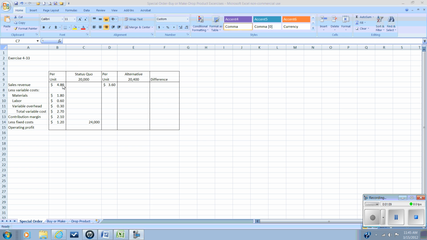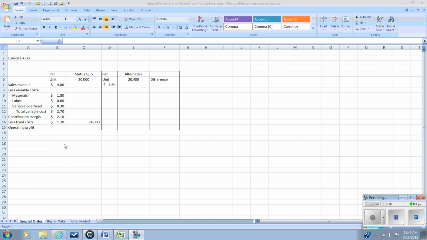We're given the current selling price, we're given the variable cost per unit. They tell us that the fixed overhead is $24,000 in total, and they give us a fixed cost per unit of $1.20.